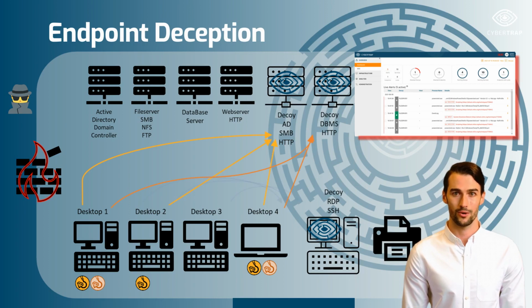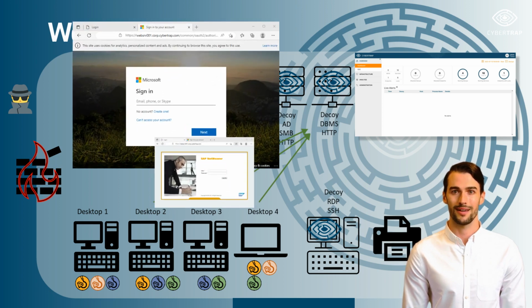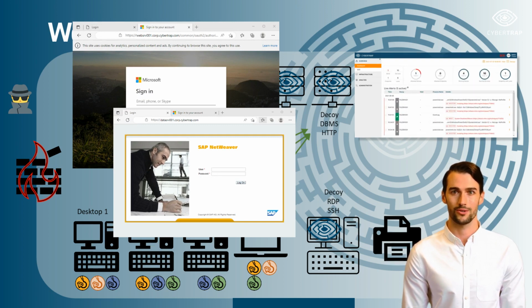One more example are lures for remote access, providing a way to log into different systems via RDP or SSH, shown here in purple. And finally, you can use lures for web login pages just like Microsoft 365, SAP, FortiGate, Sophos, and many more. When a hacker tries to log in using credentials provided by the lures, it again raises an immediate alarm in the CyberTrap front end.